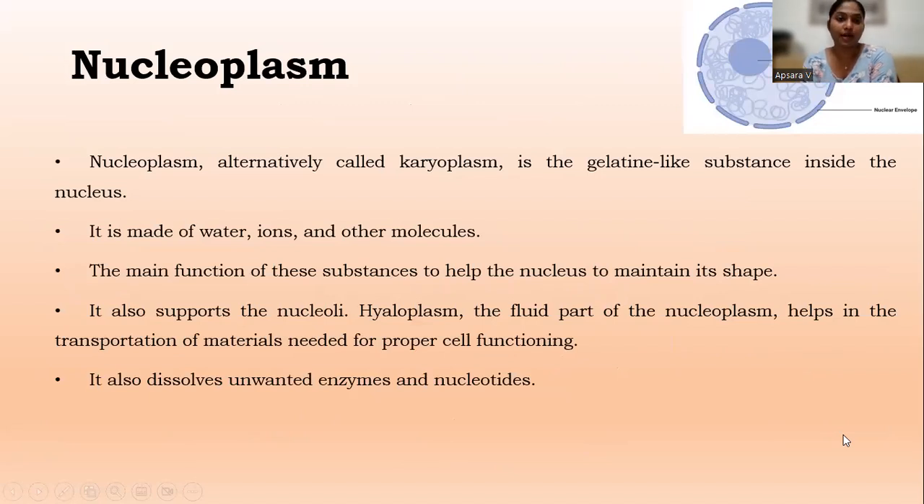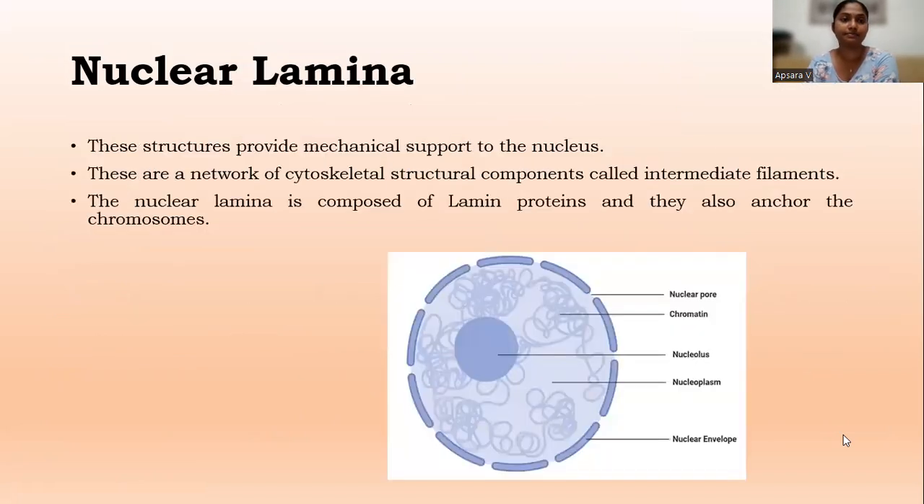Next is the nucleoplasm. So it is alternatively called as the karyoplasm. It is a gelatin-like substance inside the nucleus. It is made up of water, ions, and other molecules. The main function of these substances is to help the nucleus maintain its shape. It also supports the nucleoli. Hyaloplasm is the fluid part of the nucleoplasm, which helps in transportation of materials needed for the proper cell functioning. It also dissolves unwanted enzymes and nucleotides.